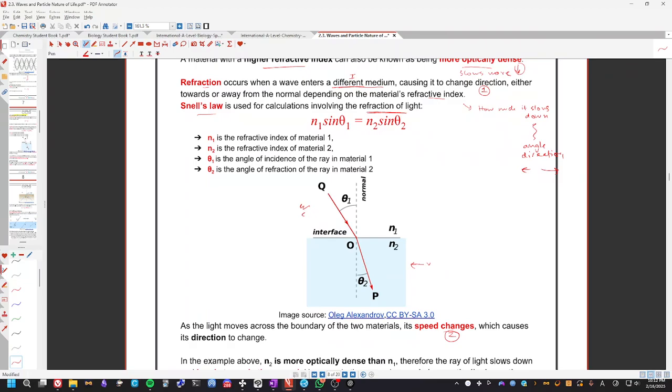Sine theta is going to be your incidence of material 1, and incidence of material 2 is the sine theta 2. Sorry, I said that wrong, but this is going to be your incidence angle, and this is going to be your refraction angle. So this is incidence, as you know, sine i, and this is going to be refraction, so sine r.